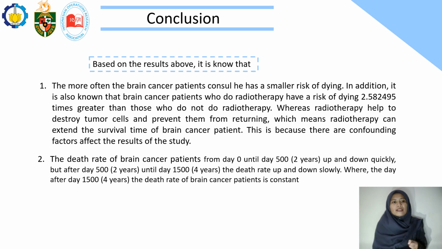And the second, the death rate of brain cancer patients from day 0 until day 500, or 2 years, goes up and down quickly, but after day 500 until day 1500, or 4 years, the death rate goes up and down slowly, where after day 1500, the death rate of brain cancer patients is constant.